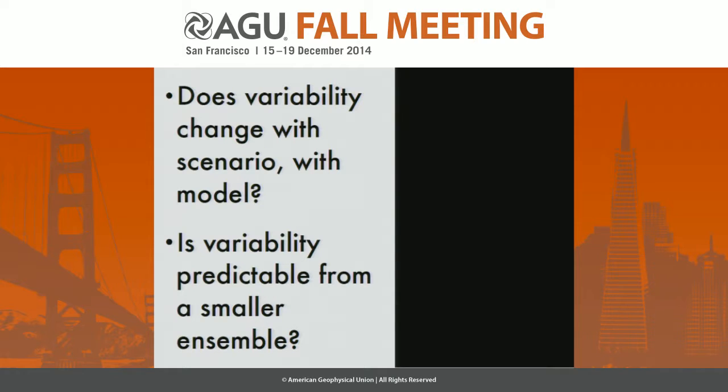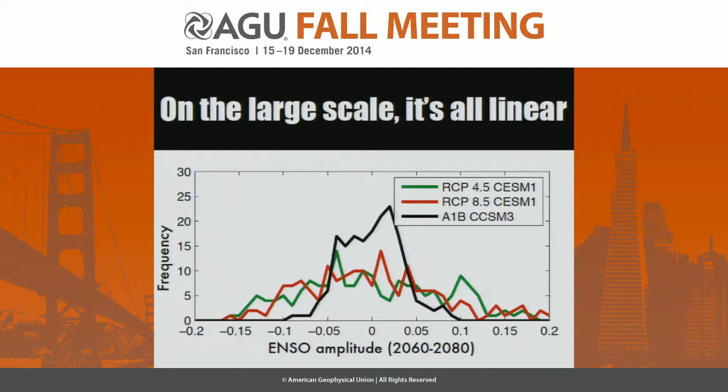And secondly, to what degree can we predict the behavior of a larger ensemble if we make some sensible statistical assumptions and fit distributions to the output of a smaller ensemble? So I'm not going to show all of the results here. I'm just going to show some illustrative results. But we can answer some of these questions with the two ensembles that we have. So certainly looking at the large scale, so large scale modes of variability.